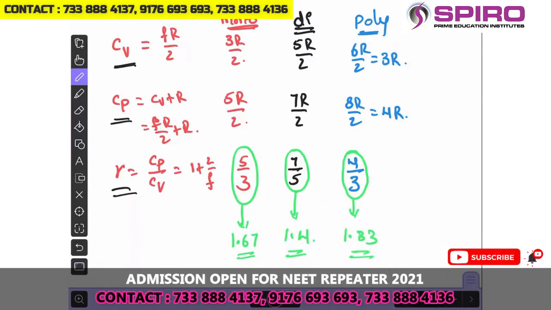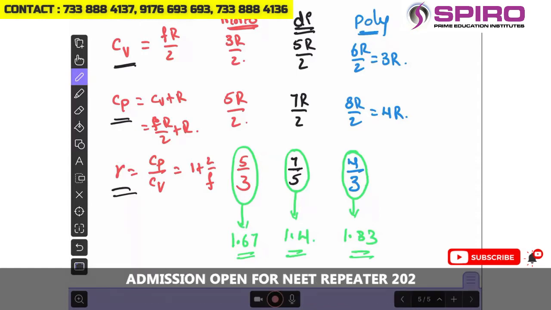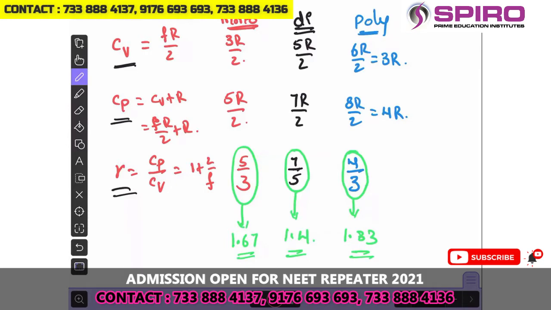It is decreasing with increase in the atomicity. Okay, so this logic you can remember here. Okay, so the gamma value decreases with increase in the atomicity. Okay, gamma is adiabatic ratio. This is a very important statement. I am writing it here.